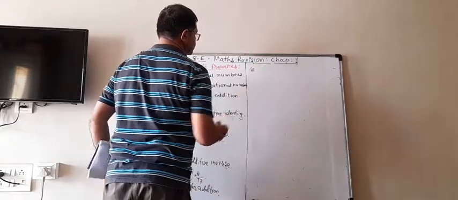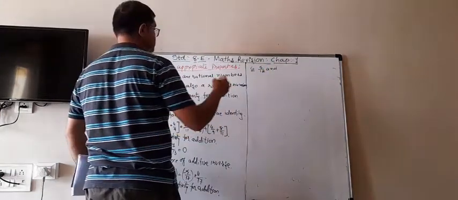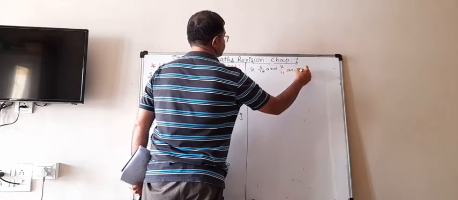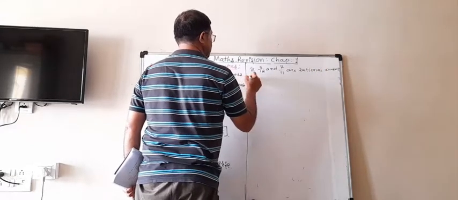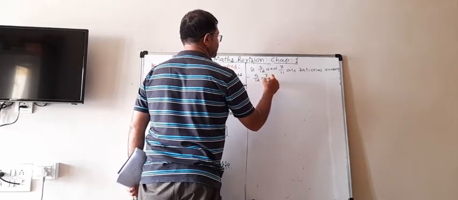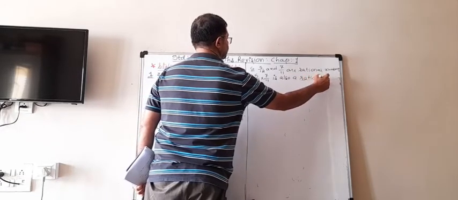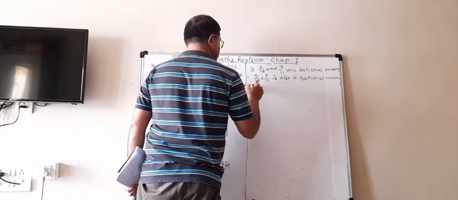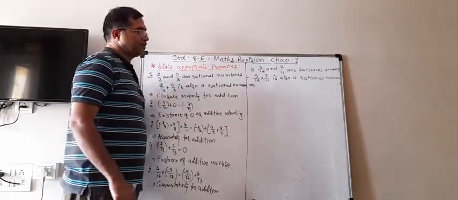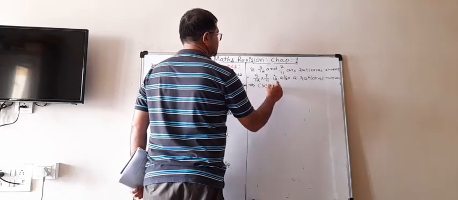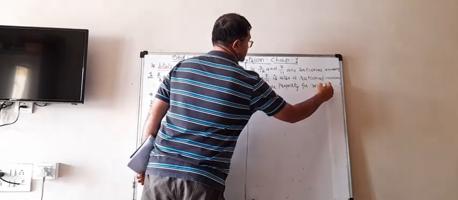Then the sixth one, 5 upon 12 and 7 upon 11 are rational numbers. Therefore, 5 upon 12 multiplied by 7 upon 11 is also a rational number. That is the same property we used earlier, but that was for addition. That is the closure property for multiplication. So, closure property for multiplication.